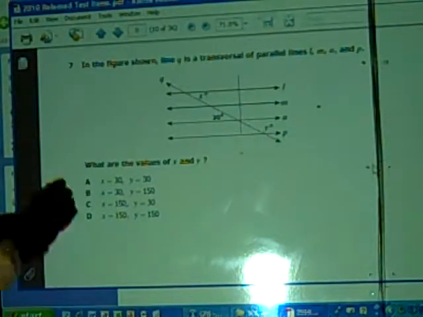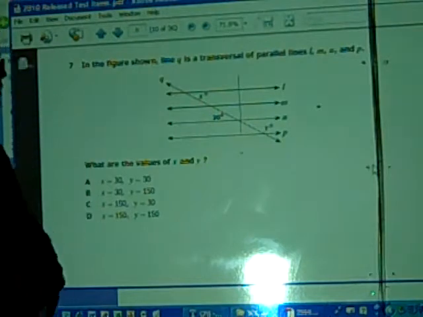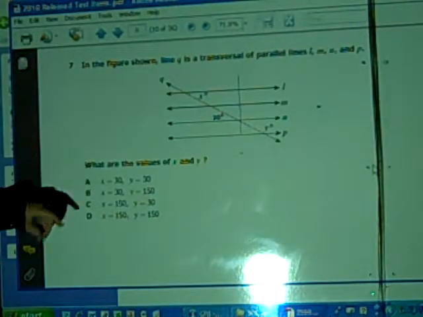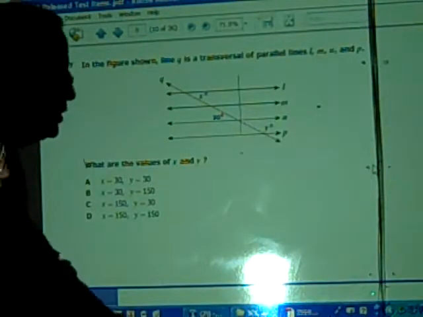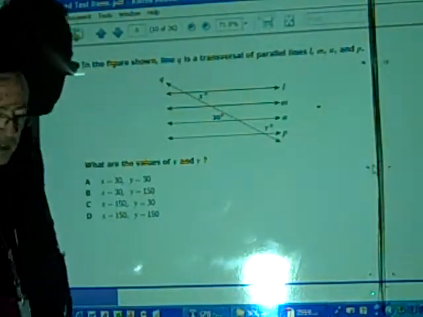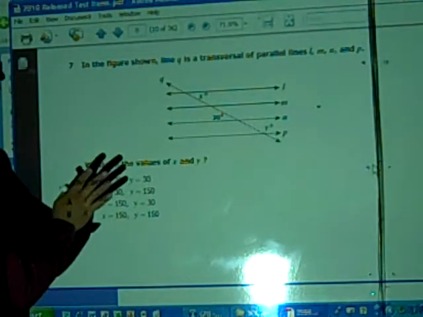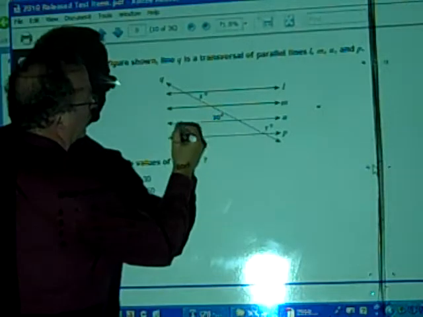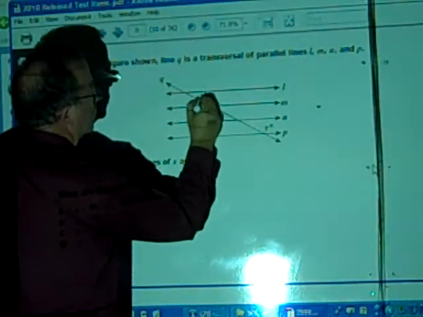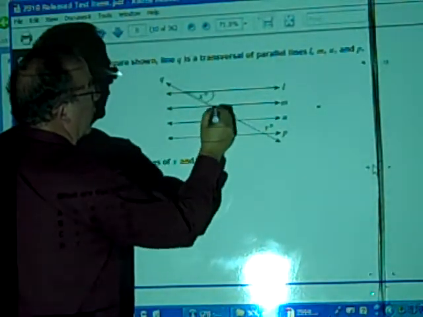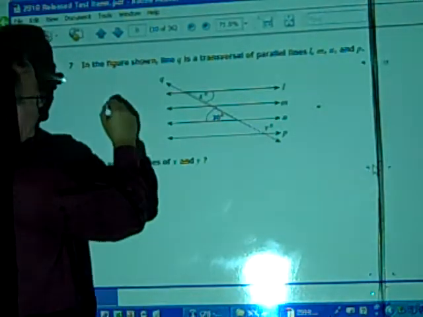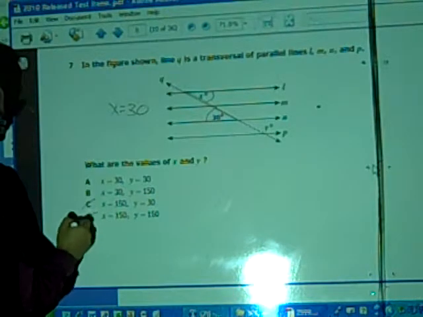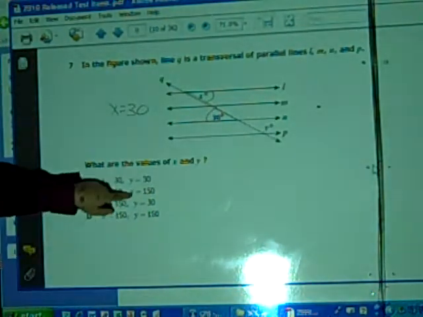Number 7, it says, in the figure shown, line Q is the transversal of the parallel lines L, M, N, and P. That means they're all parallel. What are the values of X and Y? Let's put this line over here first. All right, so on this one, you're just going to have to ignore the lines that you don't need. If you know all these are parallel, again, you know that these two make your alternate interior angles, so we know X is equal to 30. All right, so that means we can get rid of this option and this option, so we've got a choice there. Y is either going to be 30 or 150.